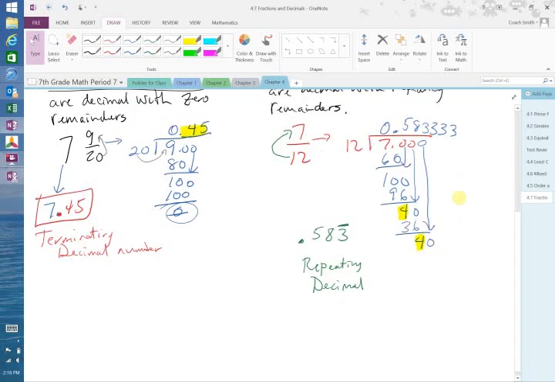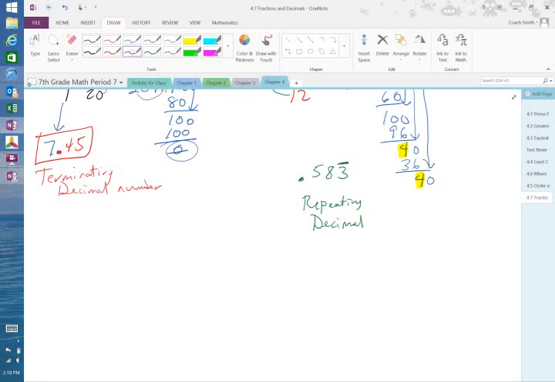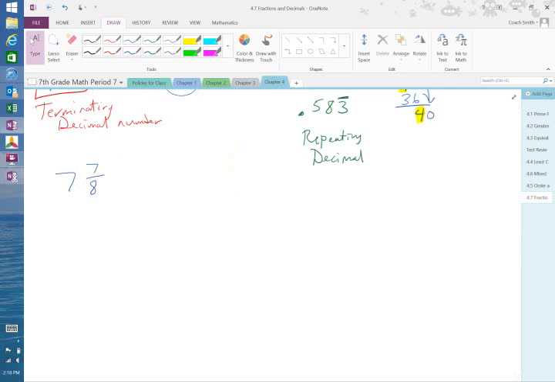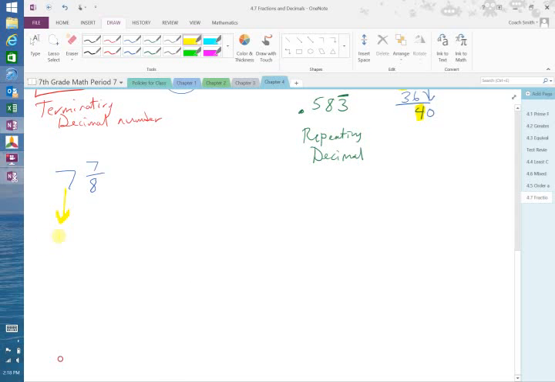Now, let's look at another one. Seven and seven eighths. The 7 just comes down into our eventual answer here, and so the decimal will be right there. And then I take this part and change it to a decimal, which means I'm going to divide 8 into 7.